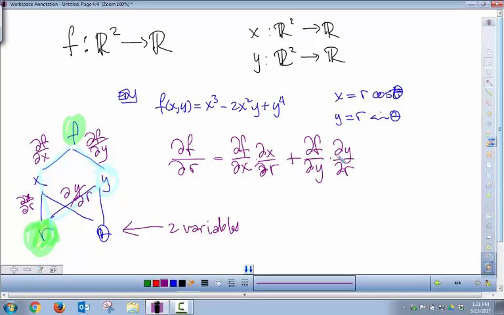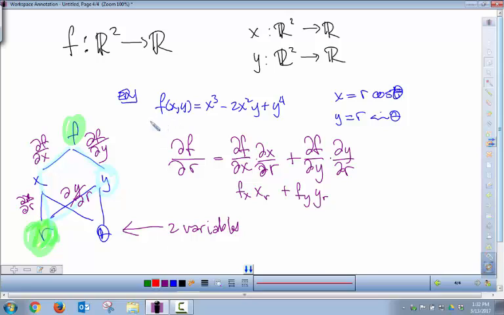You guys getting good at drawing these partials? If you don't want to, you can just say Fx and Xr plus Fy and Yr. It's the same, right? And then you can do the same for theta. So let's find those little bits and pieces.